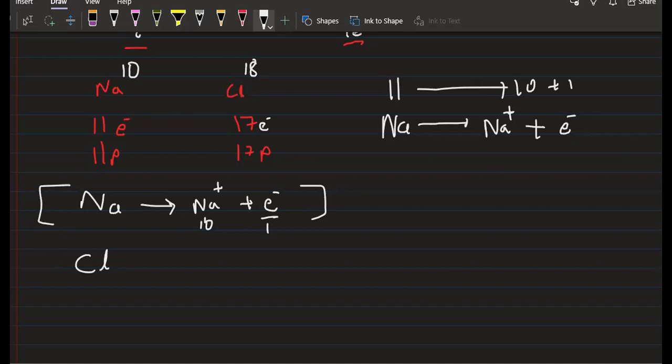Got it? Now tell me this. 17 plus 1 gives 18. Don't worry, this is just to understand. How can you write it? 17 is chlorine, yes or no? 17 is chlorine. My voice is cracking.